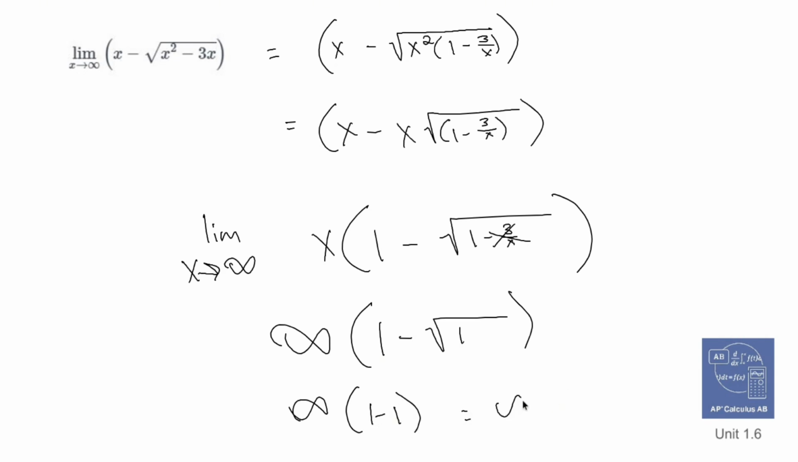1 minus 1 is 0. And even though you have infinity times 0, and that seems wrong, anything times 0 is going to be 0. So after all of that, the limit as x approaches infinity of this whole thing is going to be 0, because you end up with infinity times 0, and 0 is definitely going to beat infinity when multiplied to it.